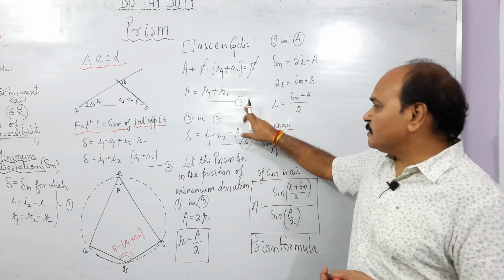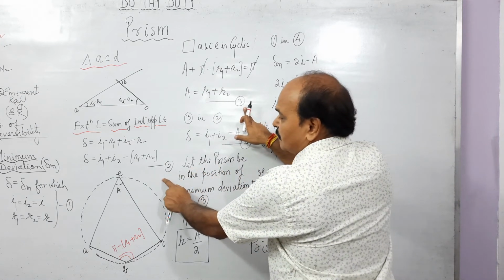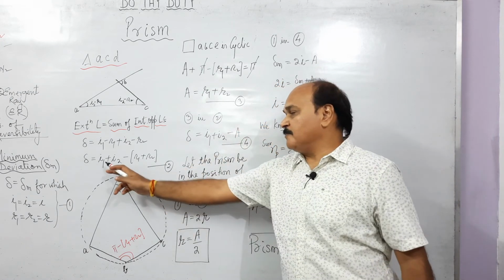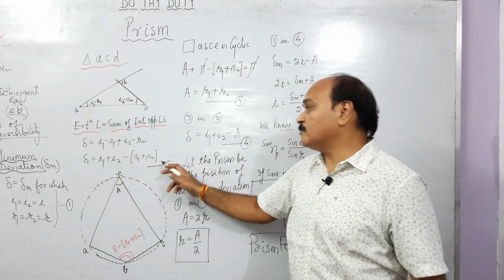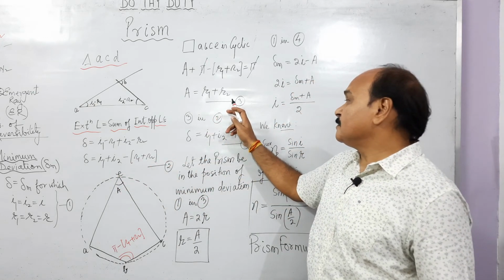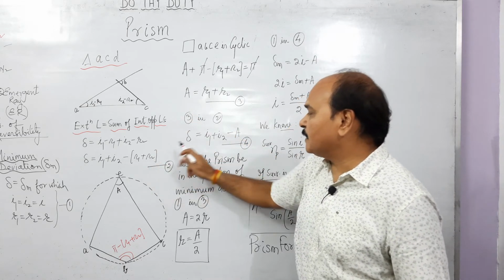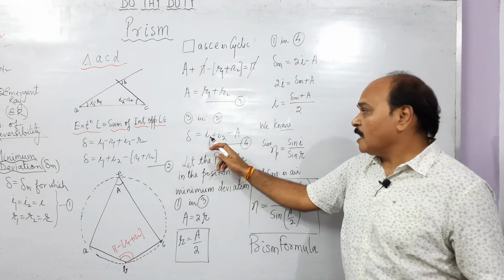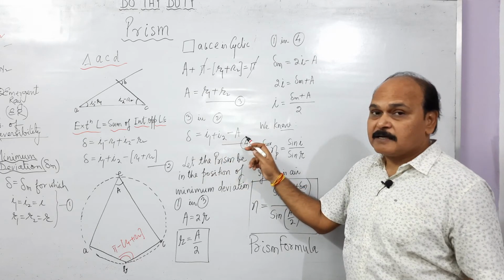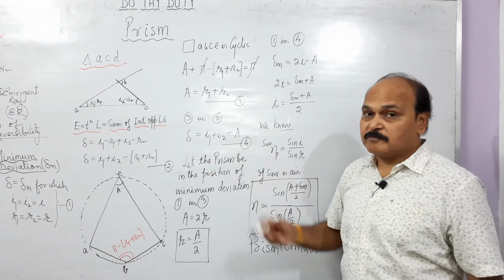Well, if we substitute this equation number 3 in equation number 2, this is an arbitrary value of deviation which is I1 plus I2 minus (R1 plus R2). R1 plus R2 is equal to A. So if we substitute this value here, what do we get delta as? We get deviation delta as I1 plus I2 minus A. So this is expression number 4, equation number 4.